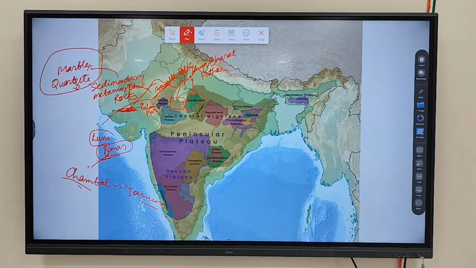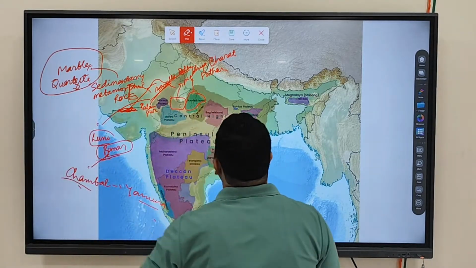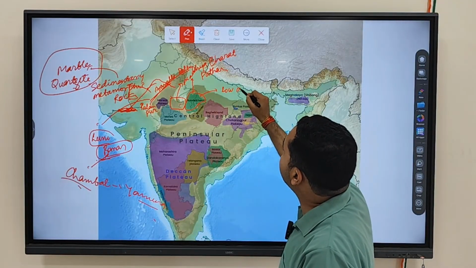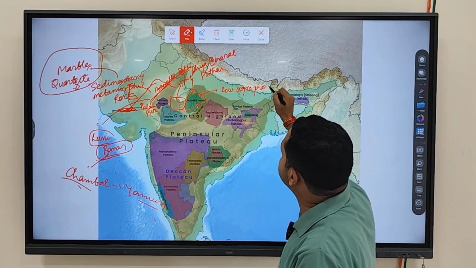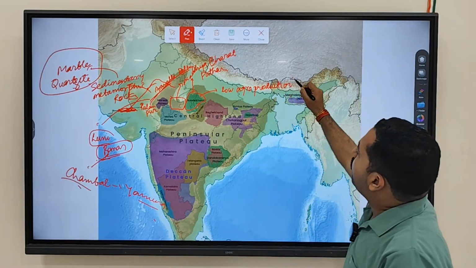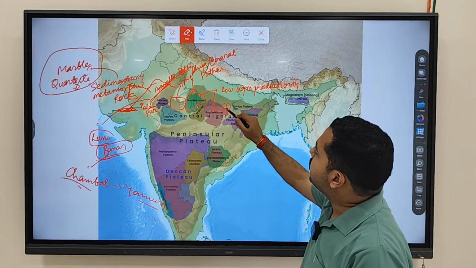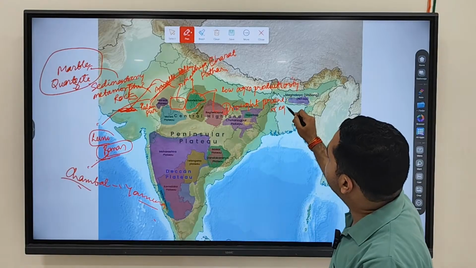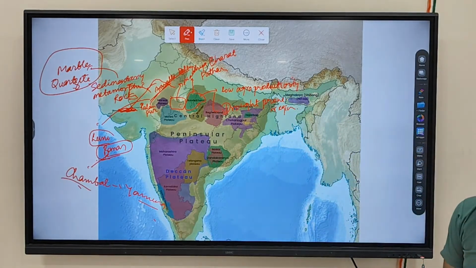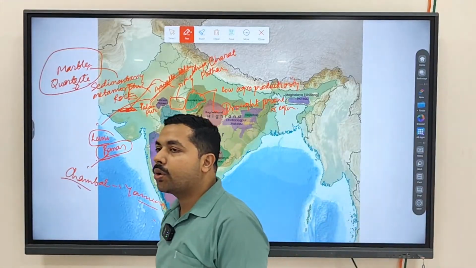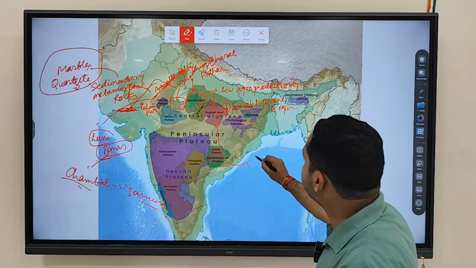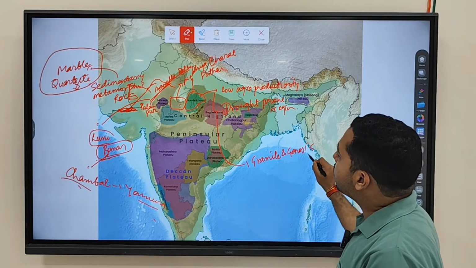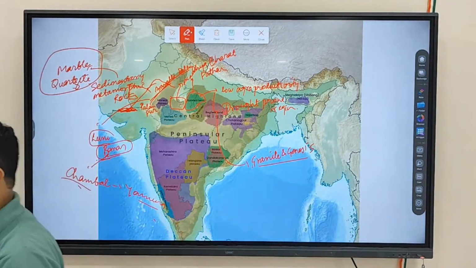Clear? Another region that you see is the Bundelkhand region. This region has very low agricultural productivity. Why? Because it is a drought prone region. So low agriculture productivity. Why low agriculture productivity? Because it is drought prone, and it consists of granite and gneiss. The Bundelkhand is consisting of granite rock and gneiss rock.